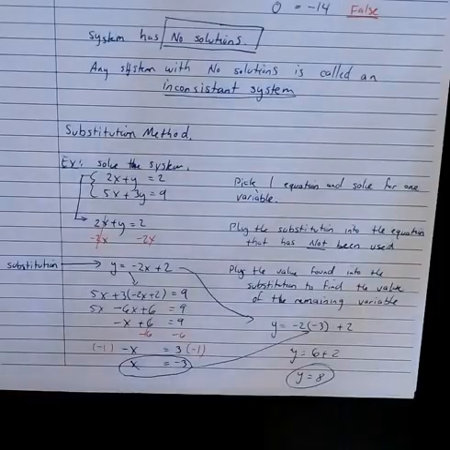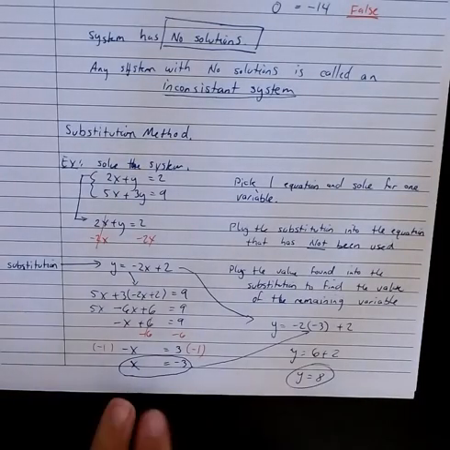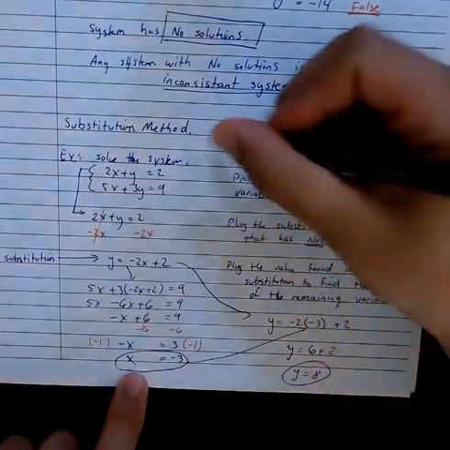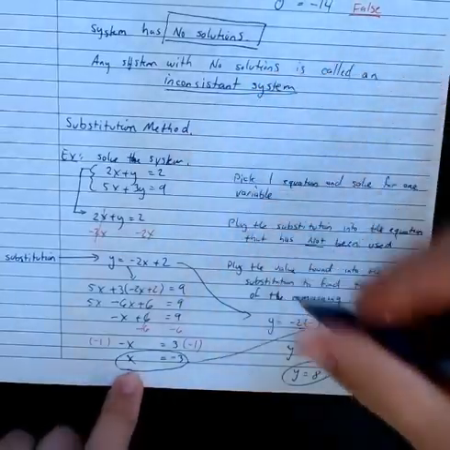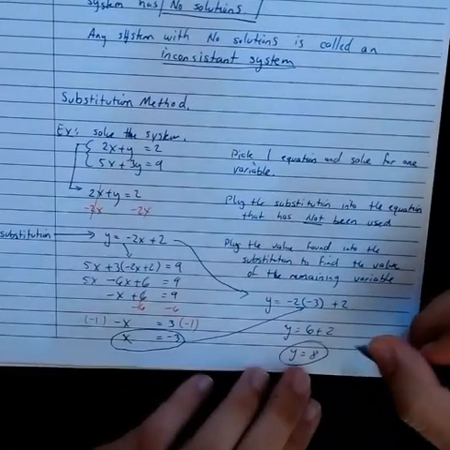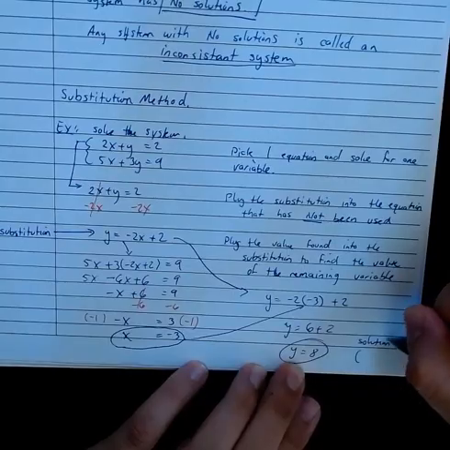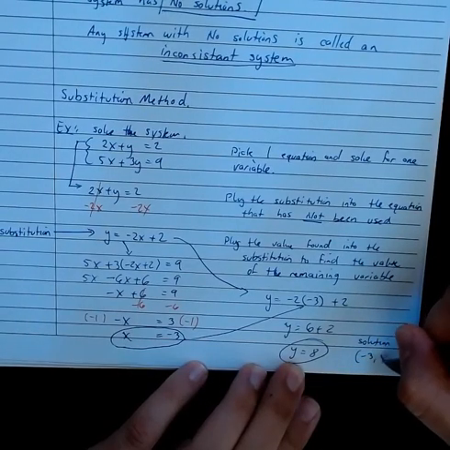And there it is. That gives us the solution to our system of equations. x is equal to negative 3 and y is 8. So our solution would be, let's put it here. Our solution to our system is negative 3, comma, positive 8.